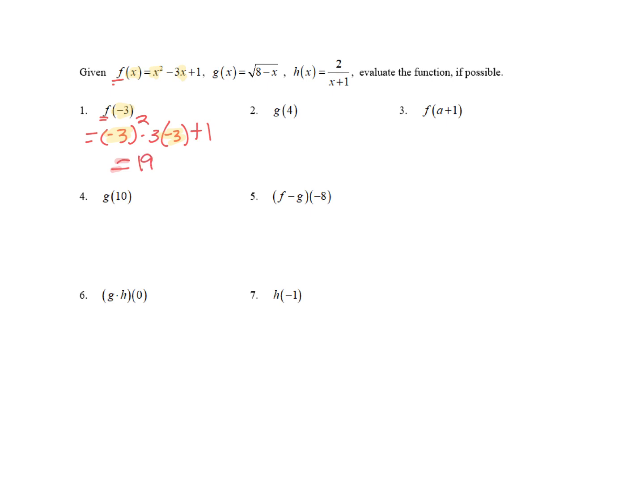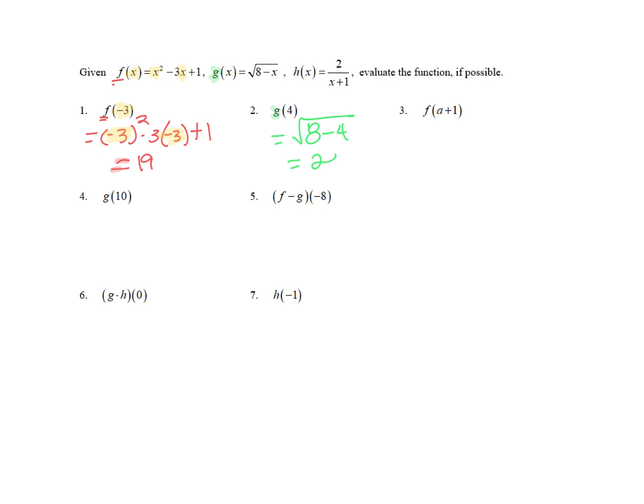Okay, let's do g of 4. Well, g of 4, I'm using the g function. Here's the g function, and I'm going to plug 4 in for x. So g of 4 is the square root of 8 minus 4. Which, 8 minus 4 is 4, and the square root of 4 is 2. So that would be my answer.